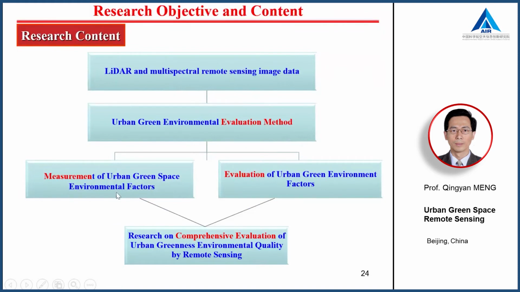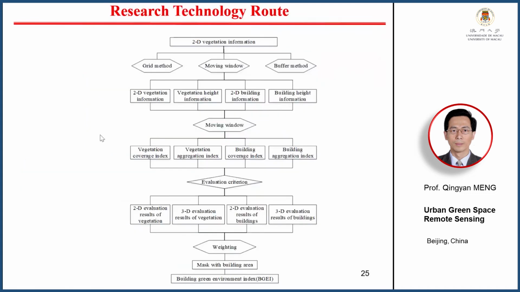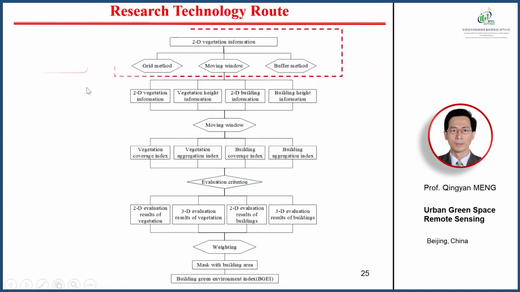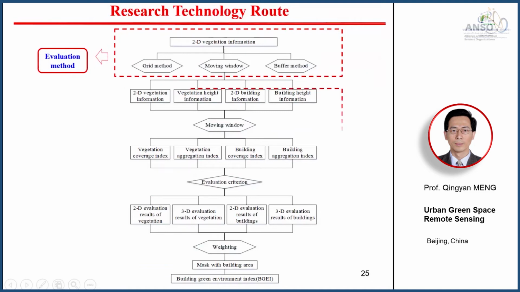And first, we measure the urban green space environment factors. Then we evaluate each factor. Then we can develop the comprehensive evaluation of the urban green environment quality by remote sensing. This is the evaluation method. We compare the grid method, the moving window, and the buffer method.